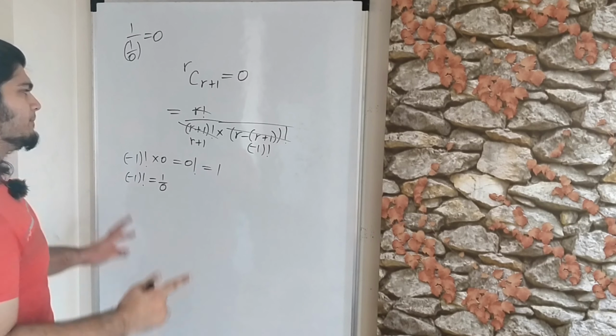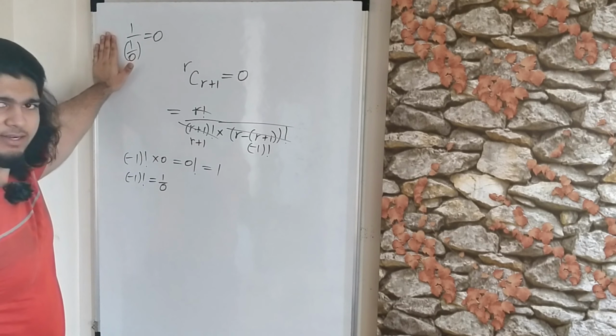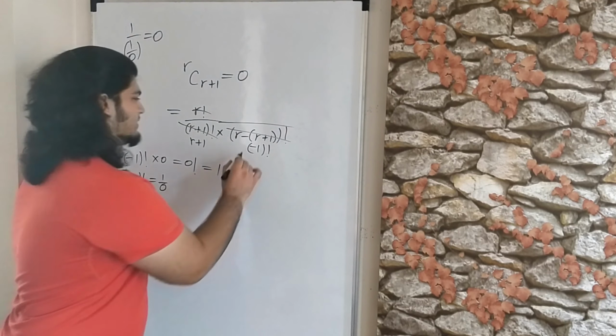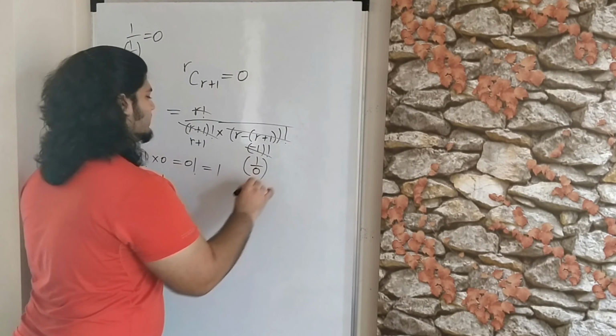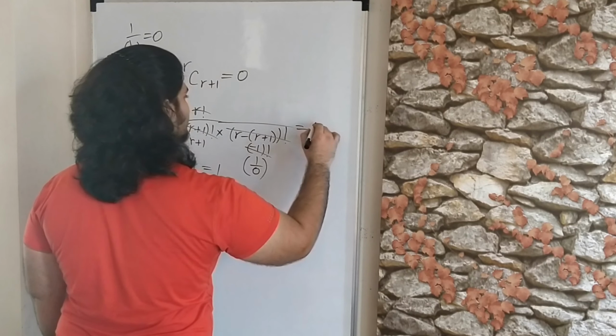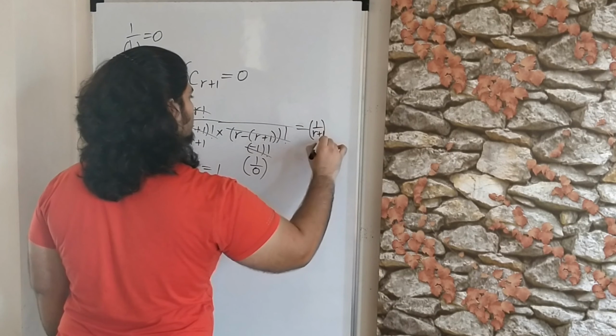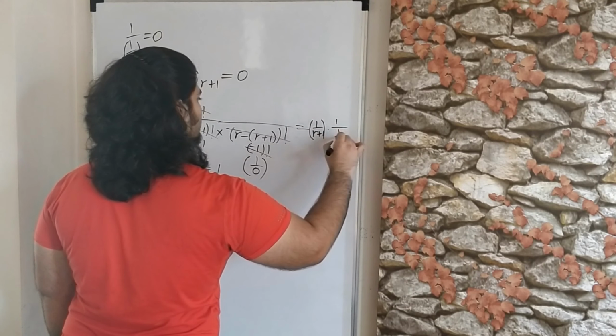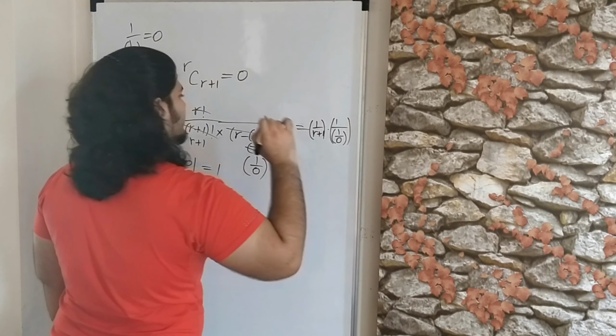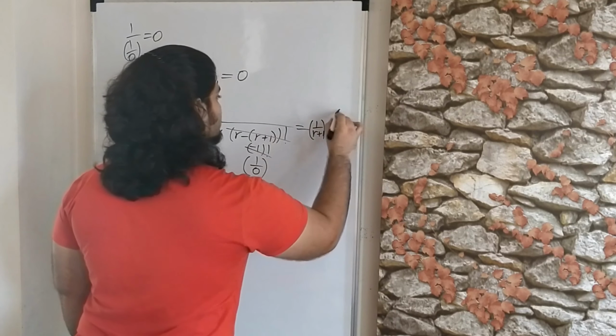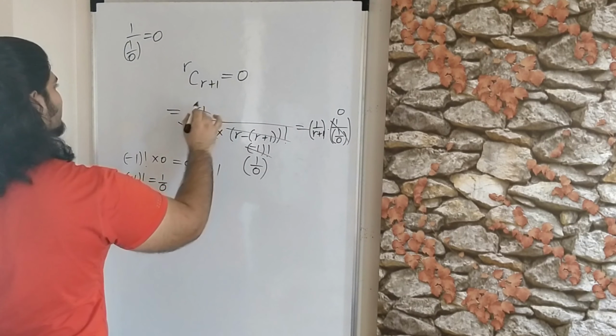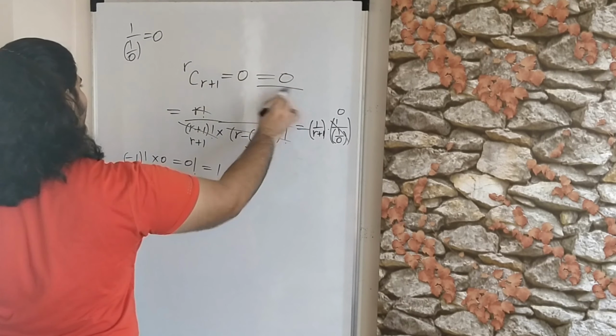And that's a problem. Except, since you've granted me this, we can plug that in over here. And now we get, this is 1 over r plus 1 times 1 over 0. And if you stick to your promise, this is equal to 0. So this expression is equal to 0, like we wanted to prove.